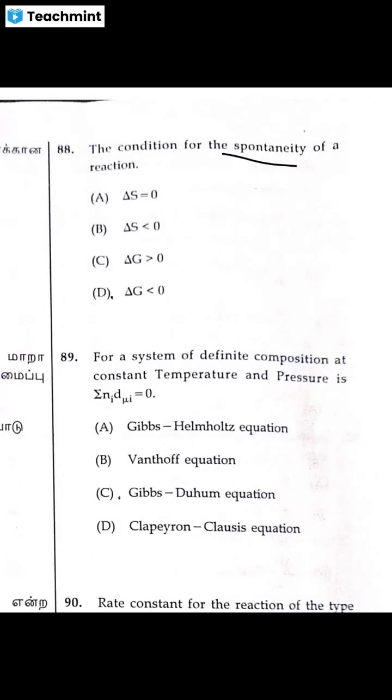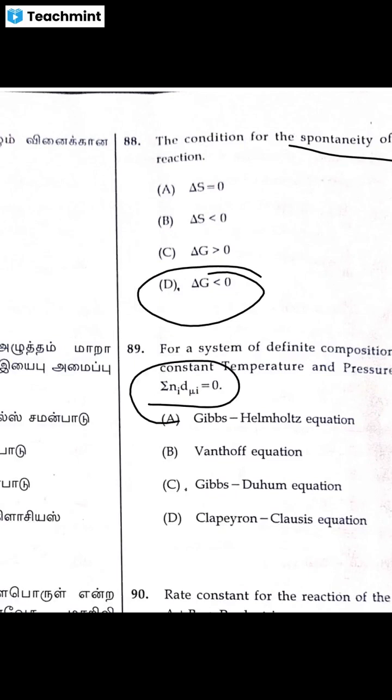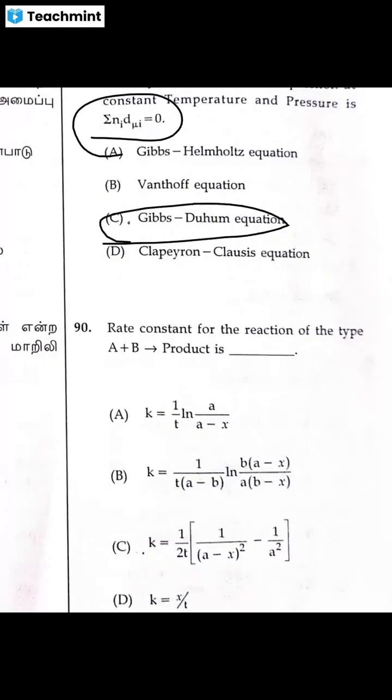Then the condition of spontaneity, that is, everyone knows delta G will be negative. Then this is also a direct question. It is the Gibbs-Duhem equation. That is also a direct question. Okay, nice question. Everyone got the correct answer.